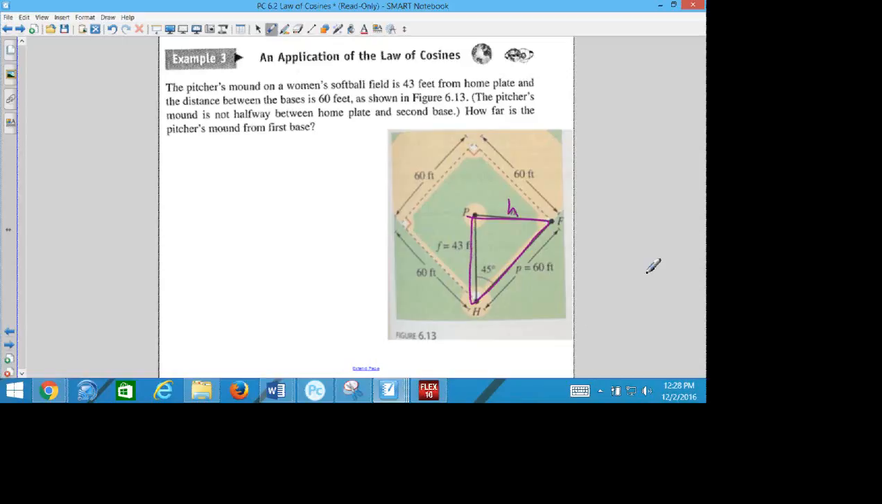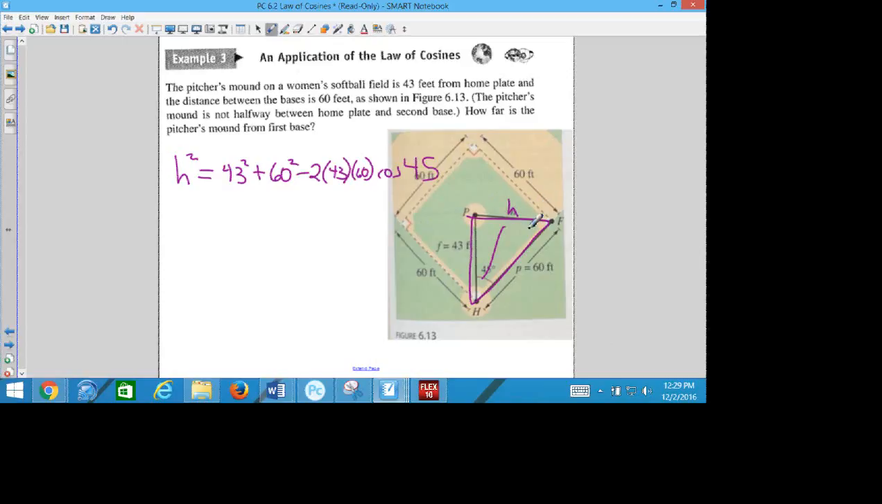So what you're trying to find, the side, that's what you set it equal to. And if it's a side, it would be squared when you plug it into the formula. So then the next part of the formula would be the other two sides. 43 squared plus 60 squared. The formula is always minus 2 times the other two sides, 43 and 60, cosine of the angle opposite of what you're trying to find, 45.